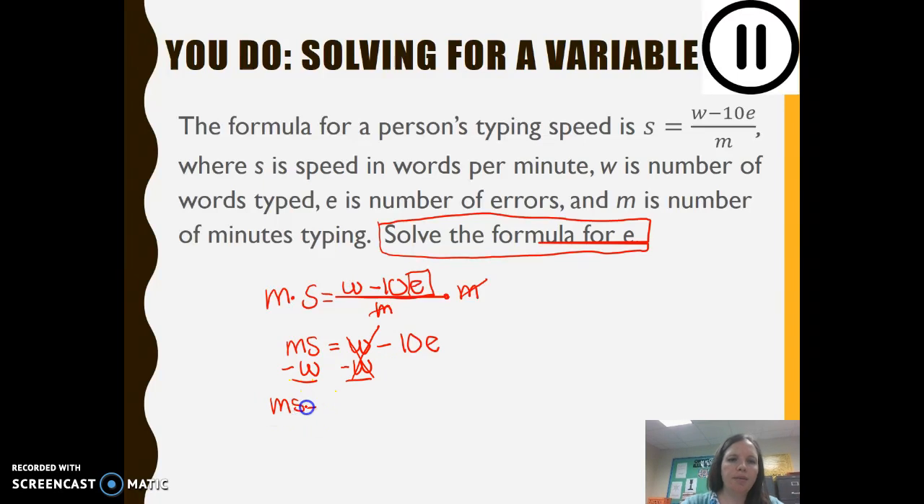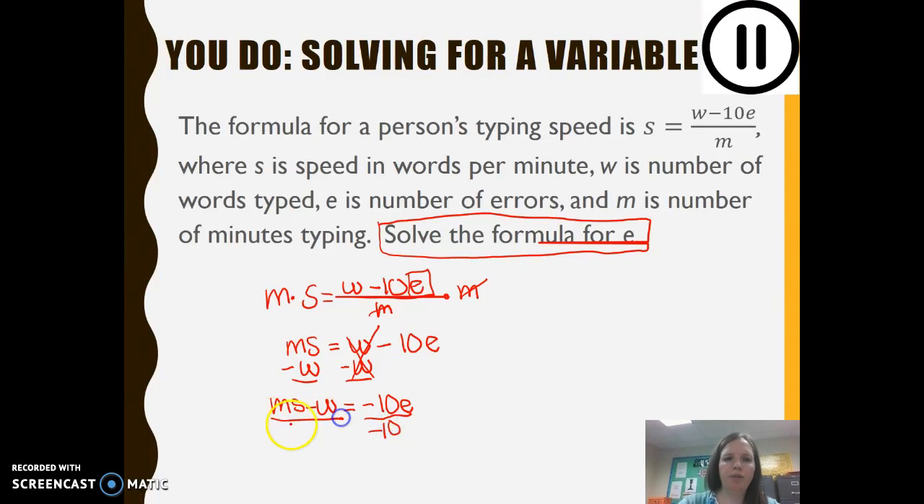I'm left with MS minus W. These are not like terms because they are not the same variable. And make sure you bring that minus sign down. It turns into a negative sign. So I have negative 10E. I have E being multiplied by negative 10.